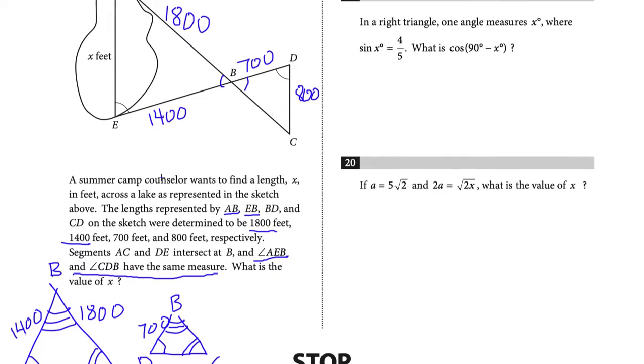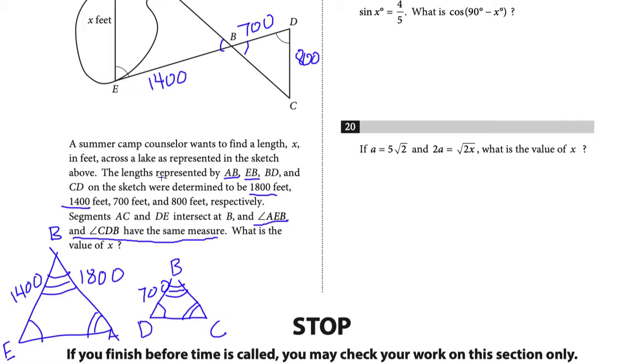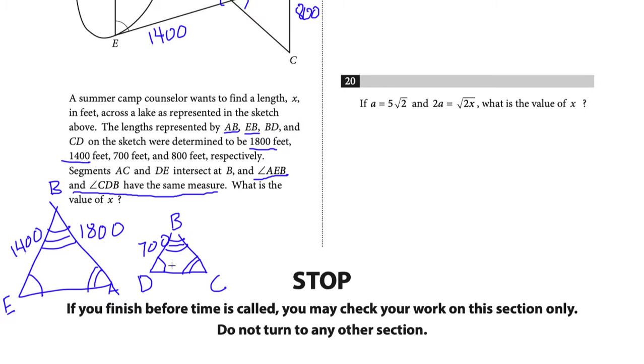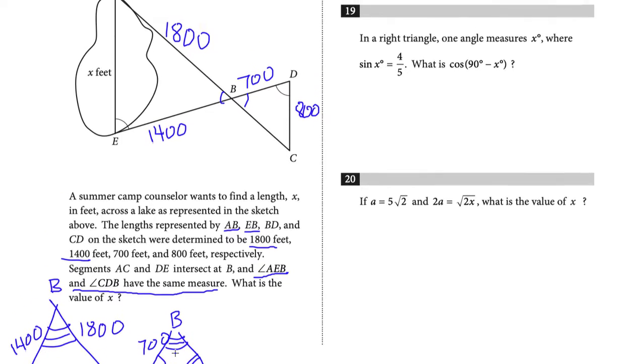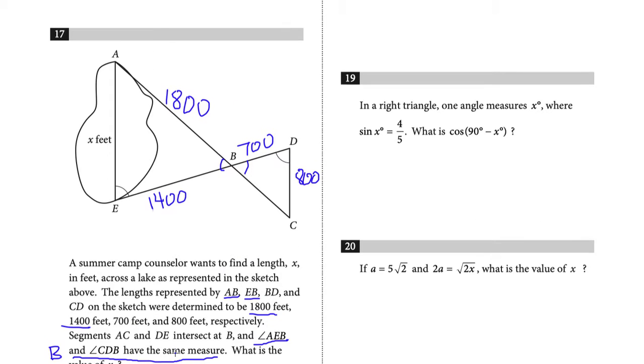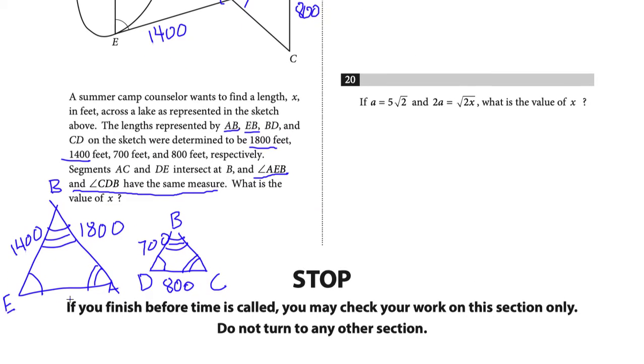This last measure of 800, where does it go? Does it go on the bottom or the right? Andres? CD. It is CD on the bottom, 800. The last, I guess we forgot to label x. x is EA. EA right here is the one that we're trying to find, so that's going to be labeled x.